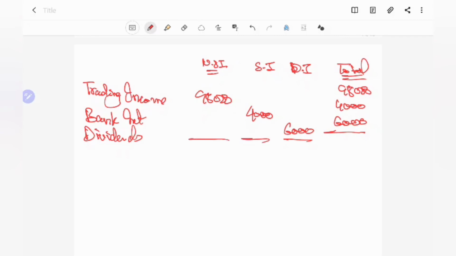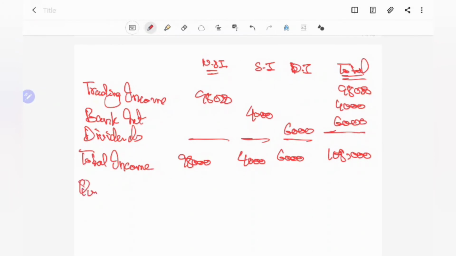So we get the total income now. 98,000, 4,000, 6,000, so we have 108,000. So far so good. Then we have qualifying interest, 3,000, and then we have 3,000.